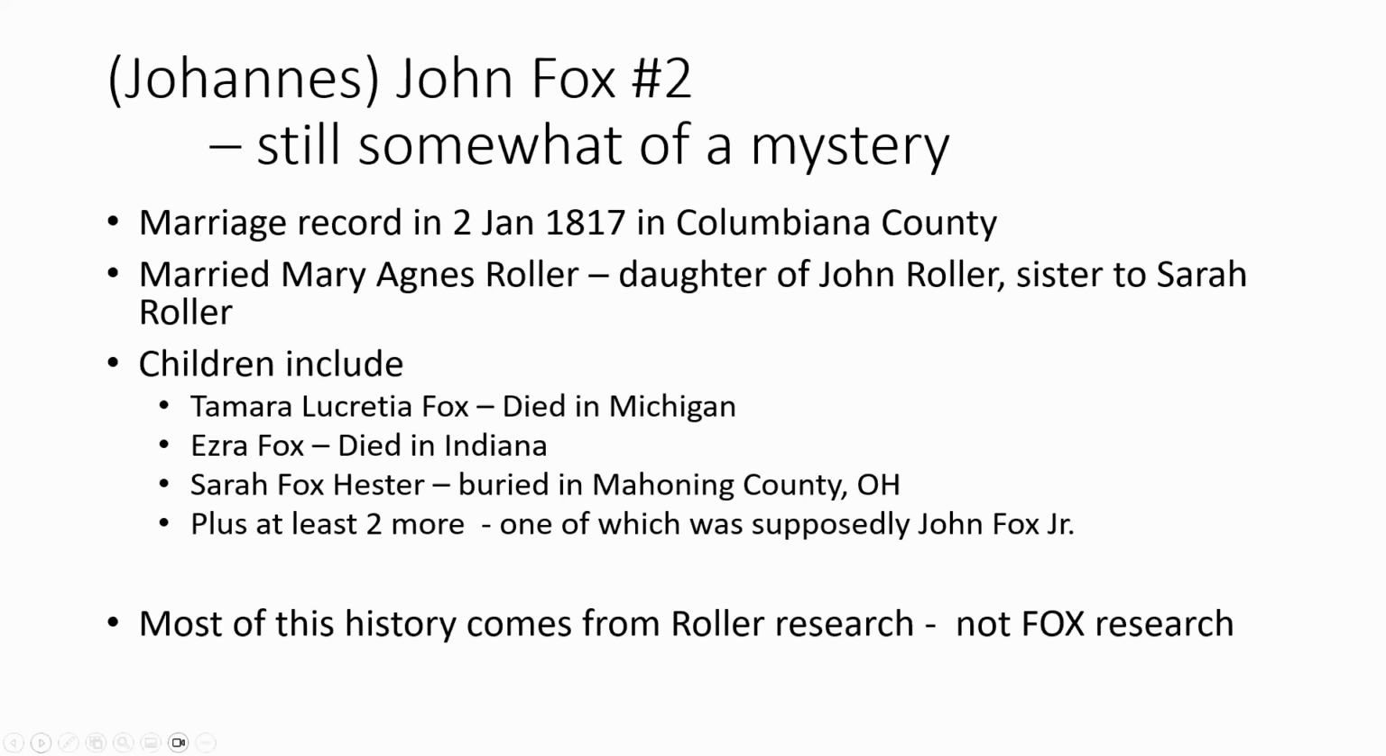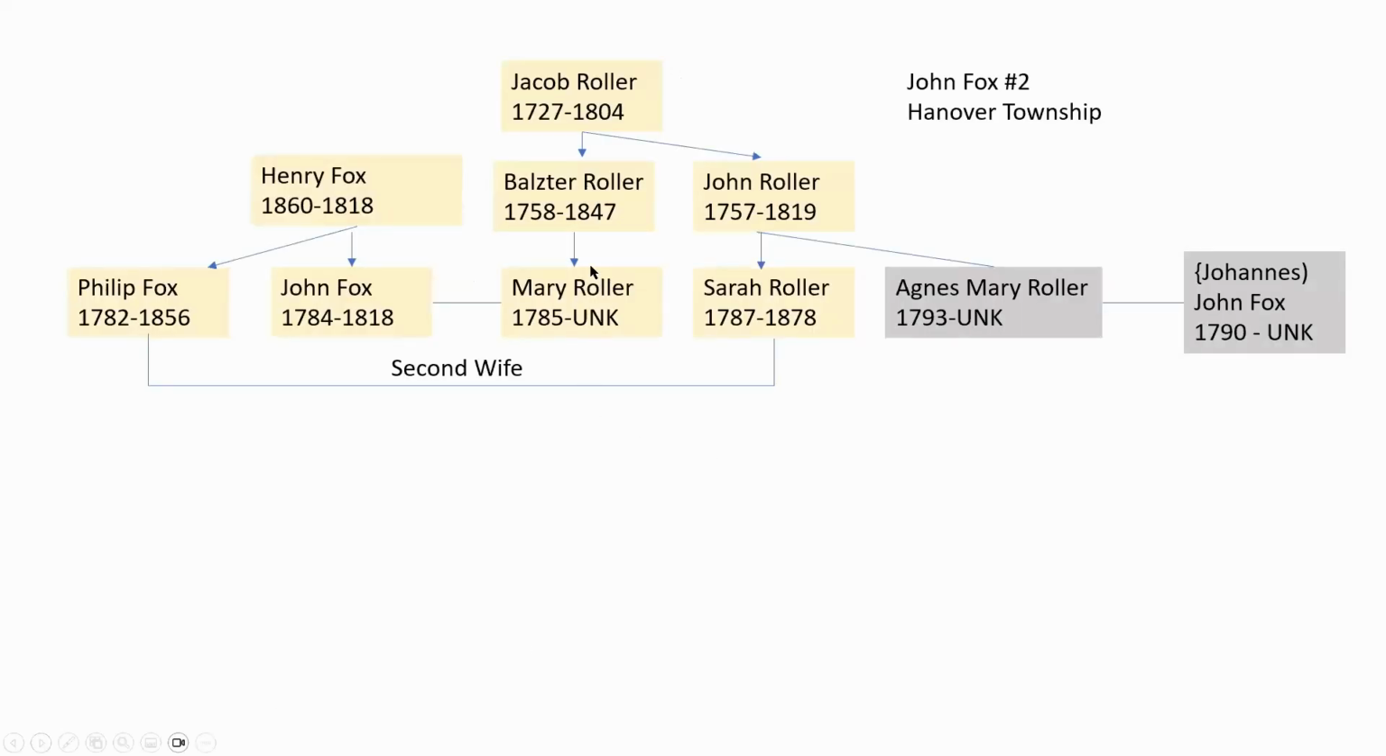not from the Fox side of the family, and somewhat an interesting way of thinking about this family. And so if we take a look at this, all of the yellow you've seen, but John had this other daughter, Agnes Mary Roller. And this John Fox was known more often in paperwork and writing as Johannes.